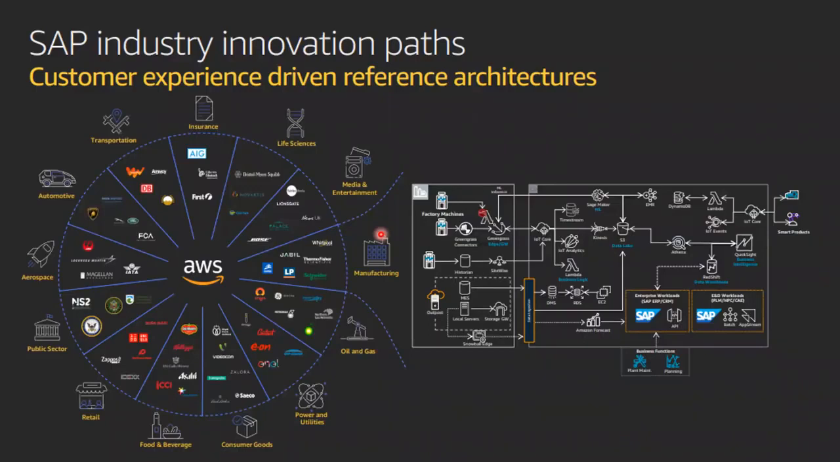So it's customer experience driven reference architecture, right? The AWS architecture may change, may evolve over time, but it's all customer driven. It's all based on the customer feedback. And if you talk about industry verticals for SAP application on AWS, it runs in manufacturing, oil and gas, power utilities, media and entertainment. Almost all the industry verticals are covered, especially for SAP.